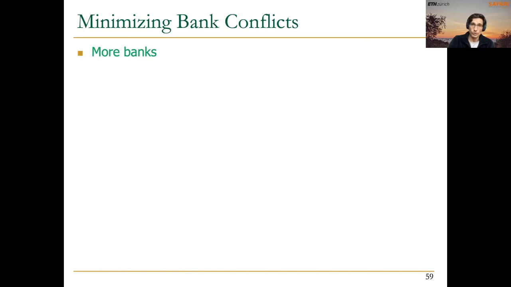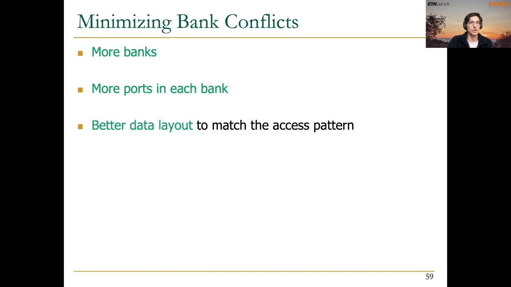One way is, for sure, including more banks or using more ports per bank, because each bank may be able to sustain one access or two accesses or maybe more accesses at a time. Of course, all these solutions imply a hardware cost, because you need to make your hardware more complex or at least larger. But then there are also possibilities like trying to find a better layout depending on the characteristics of your workload.